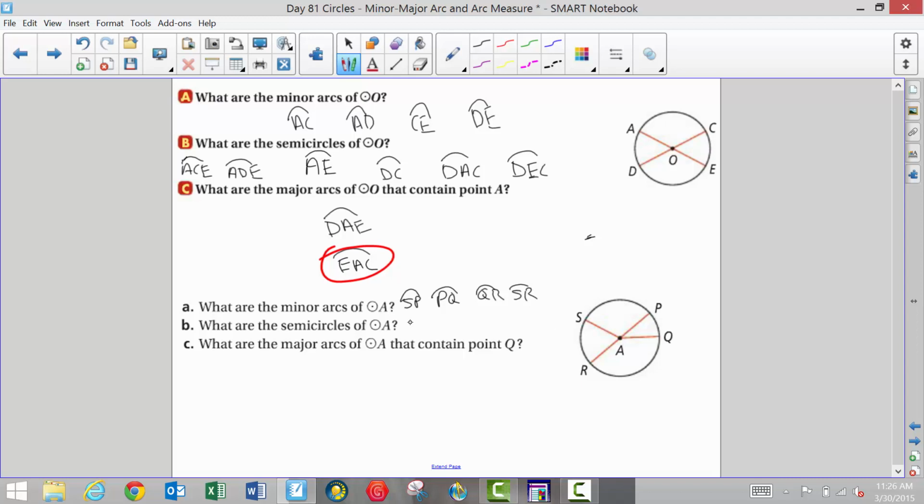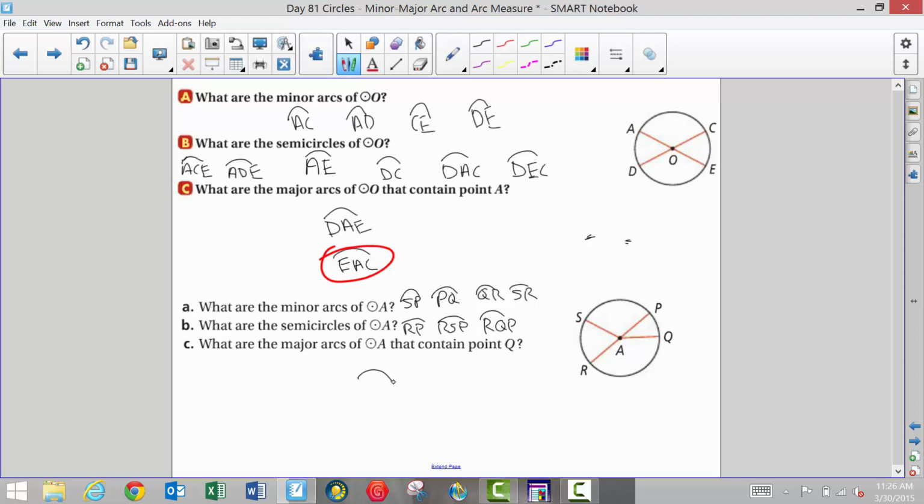Semicircles, I'm going to use generic here. So semicircle, we have RP because it's the diameter. If I want to be more specific, I could do RSP or I could do RQP. Those are more specific. And then major arcs that contain point Q.